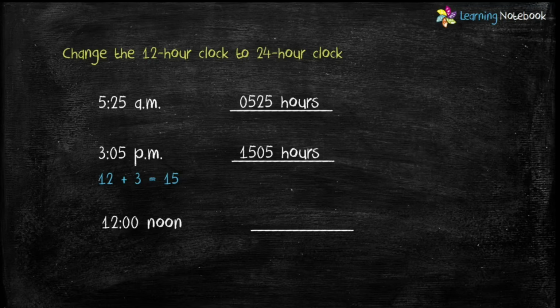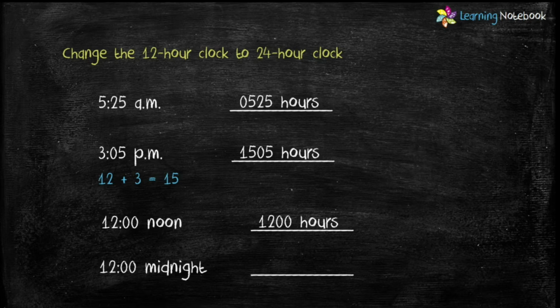Next example is 12 noon. Students, it is 1200 hours in 24-hour clock. And last is 12 midnight. It will be 2400 hours in 24-hour clock.